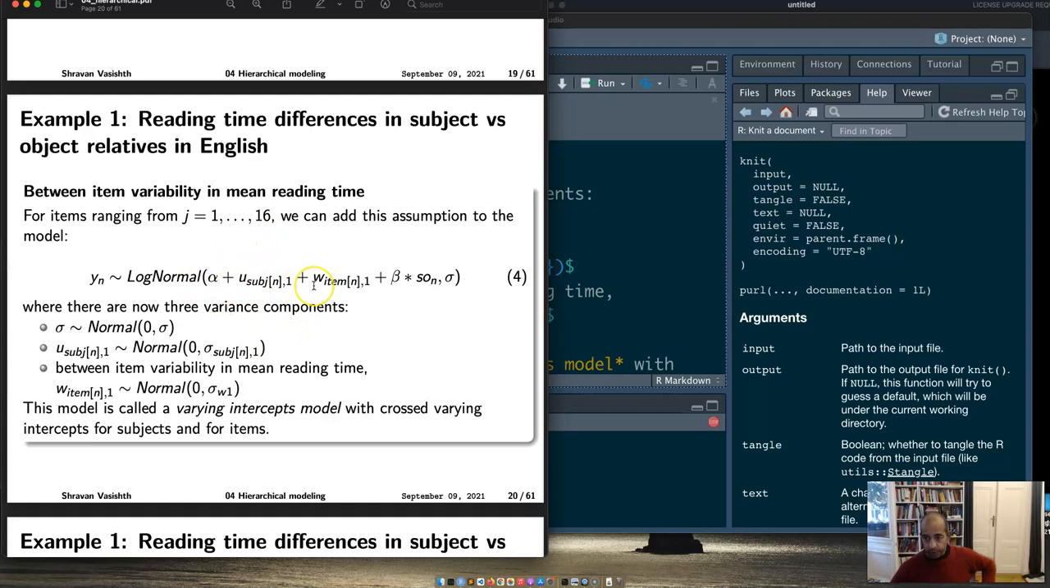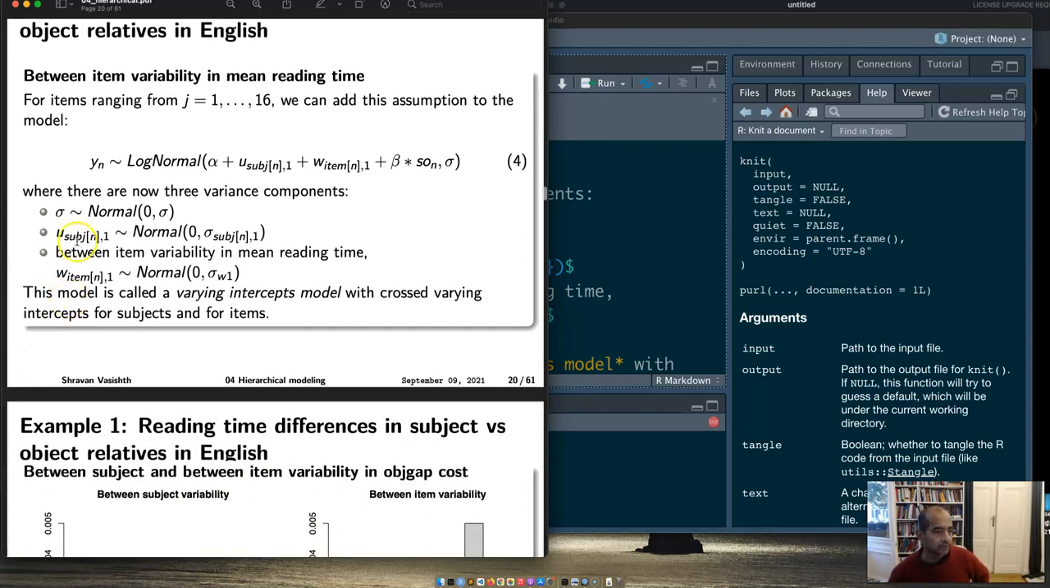Remember that U and W are independent of each other. Why do I know that? Because I've defined two independent generative processes here. If I define some kind of relationship between U and W, then they will not be independent. But we never design those kinds of experiments in a crossed by subjects and items design. Okay. So anyway, these two terms, the U and the W term, are representing between subject and between item variability in mean reading time.